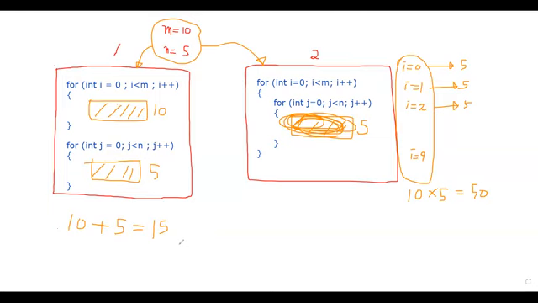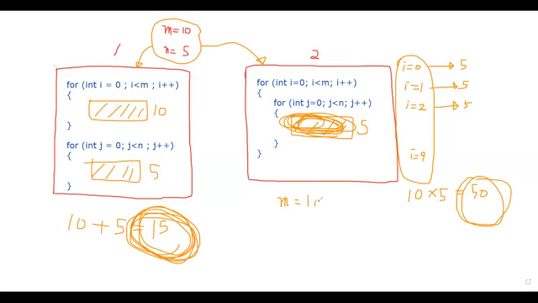So guys, now compare. If you use this one, we need 15 repetitions. In this code, we need 50 repetitions. Now think about this: if m becomes large, so if m is 100 and n is 1000, then the difference will be much bigger. Yeah, the amount of repetition.